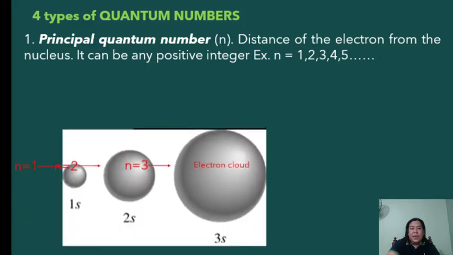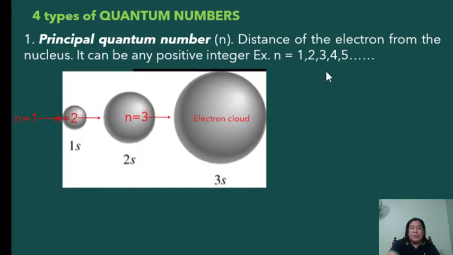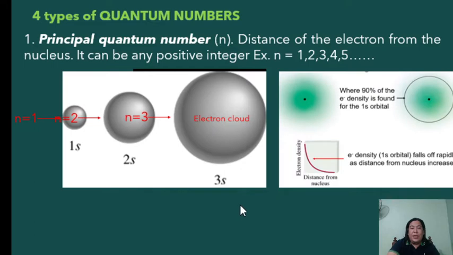Okay? Next. Since we're discussing the distance of the electron from the nucleus, this is how you illustrate the principal quantum number. It is the distance of the electron cloud from the nucleus of that particular atom.